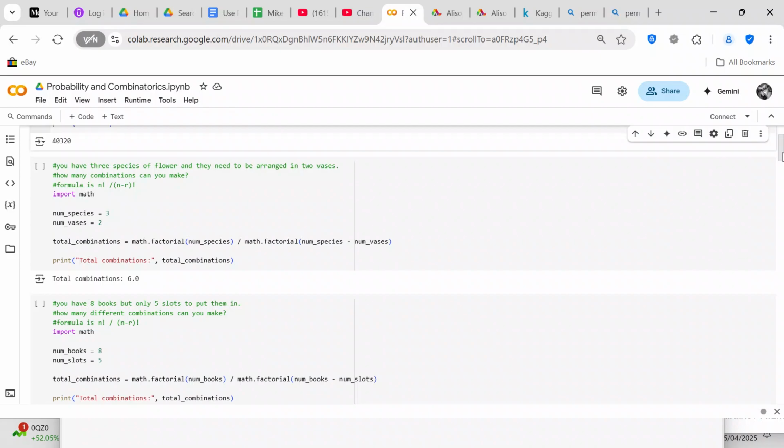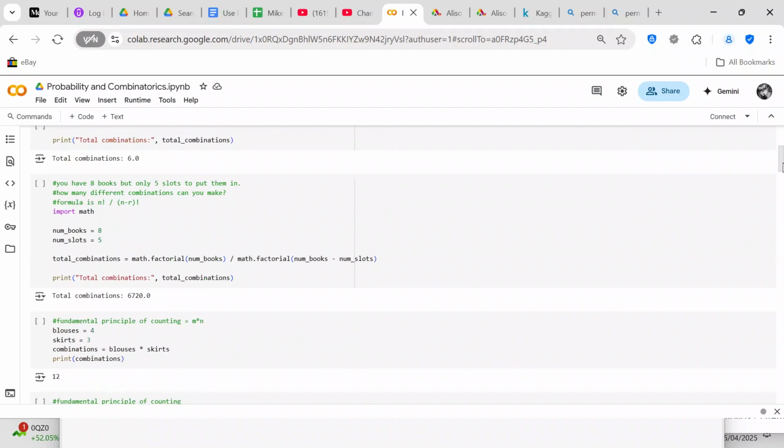So the factorial of num species is 6 because it's 3 times 2 times 1. And then the num species minus num vases is 1. So that's 1. So 6 divided by 1 is 6.